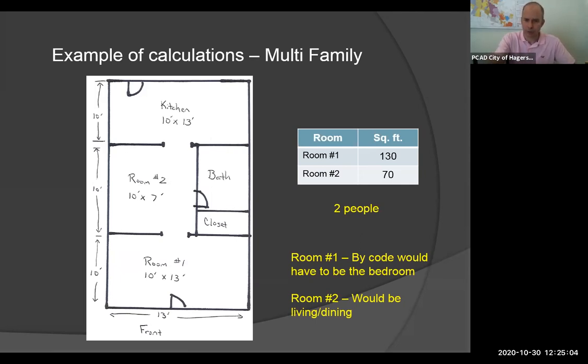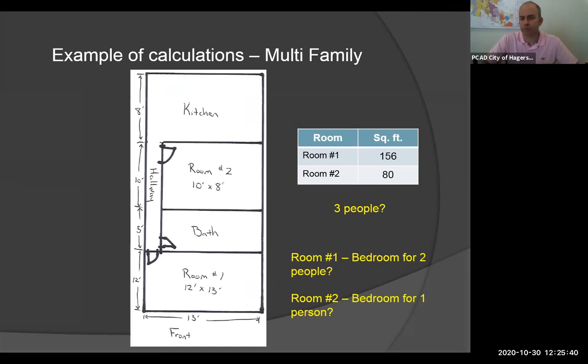Now you can say, well, you had to walk through the bedroom to get to the other spaces when you entered, when your first room was a bedroom. You are correct that you do have to walk through that bedroom, but there is no code saying that they cannot enter into a bedroom when they're entering the unit. It only says you cannot walk through a bedroom to get to a bathroom, or walk through a bedroom to get to another bedroom. So that's why this is only for 2 people, and then the living room or dining room would be considered room number 2 for our purposes today.